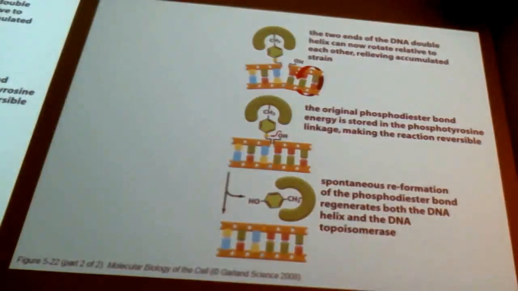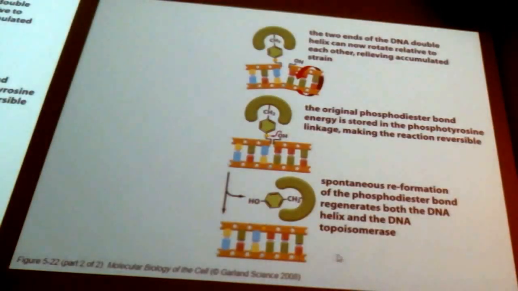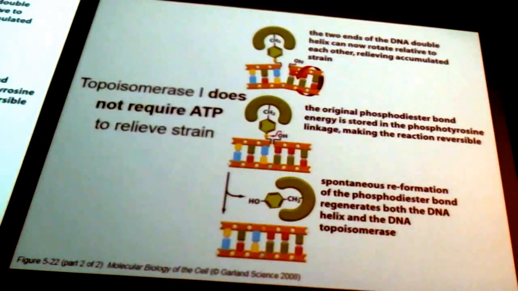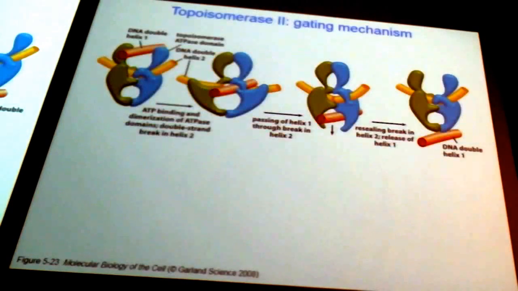Intact and leave the topoisomerase out, reforming the entire DNA. Okay? So this is one way in which the solution for the problem of entanglement is achieved. And this does not require ATP. And that's called topoisomerase 1.